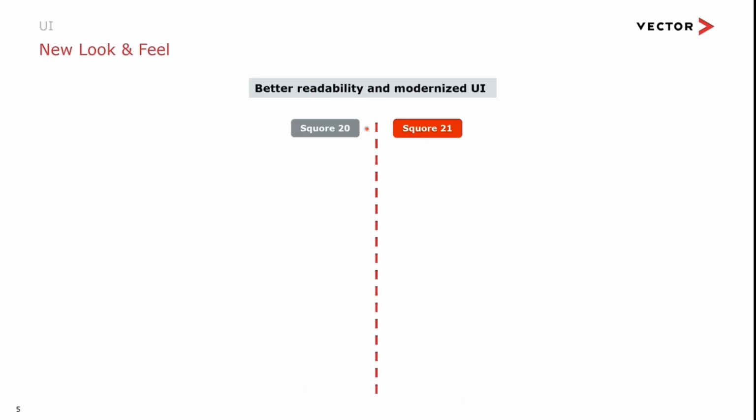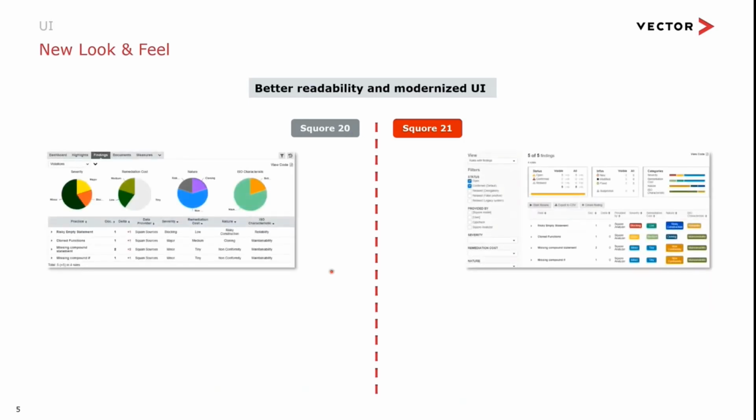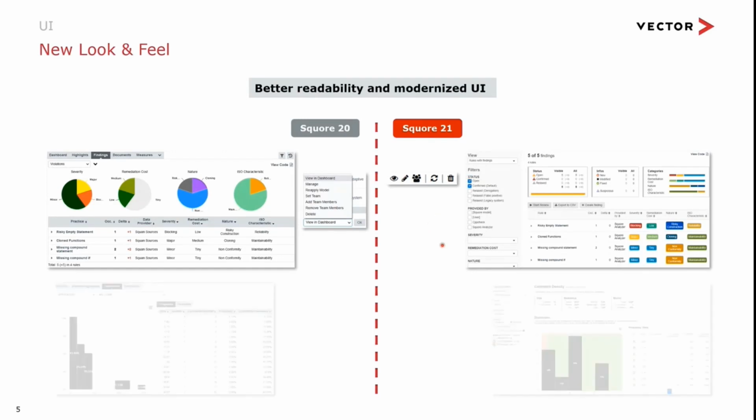So we have here on the left before Squore 21 and on the right with Squore 21. So before we had this kind of representation, and on the right, this is what it has become now. So in our opinion, it's easier to understand what's going on and also prettier. So that was one of the big objectives of this overhaul of the UI, but that was not everything we did. We also simplified some of the menus, which were text-based. Some of them are now icon-based, which is kind of fun to use now.